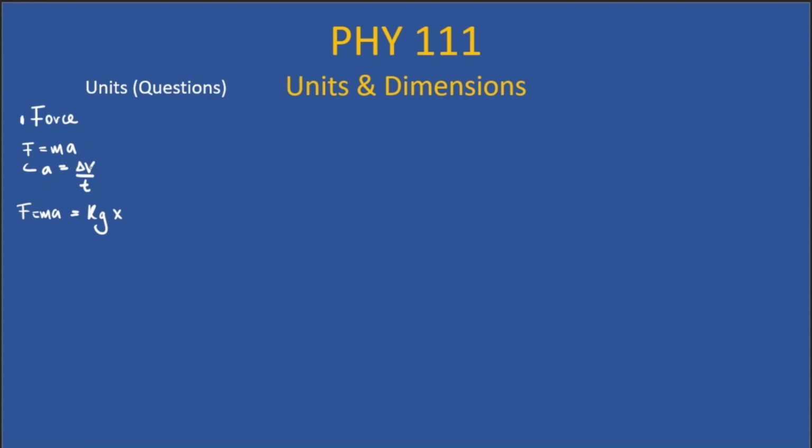So let's look at that. The change in velocity, dv, is going to be meters per second. And that's divided by time, so you're going to have seconds again as the denominator. So simplifying this, we now have that the unit of force is going to be kg meters per second squared.